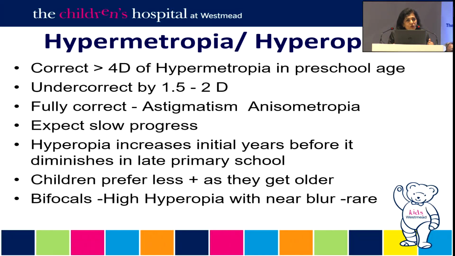The only hyperopia that I prescribe is more than 4 diopters, and I usually undercorrect by a diopter and a half. I usually associate astigmatism and anisometropia is fully corrected. You need to advise the parents that it's going to be a slow progress with vision, and it might take months to years for the vision to improve.